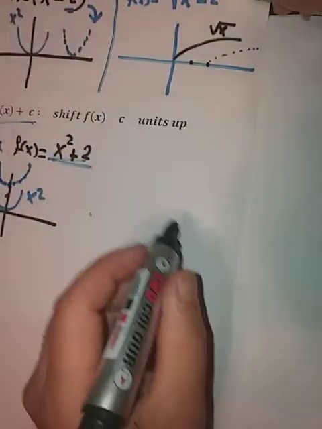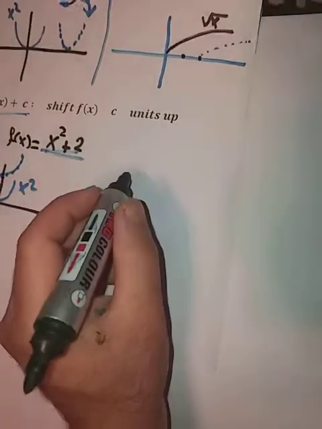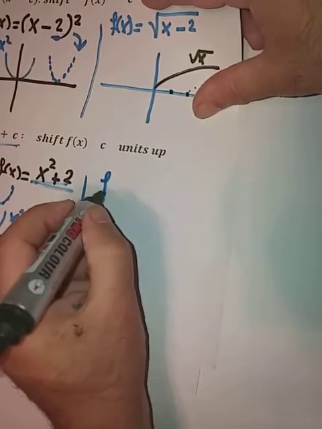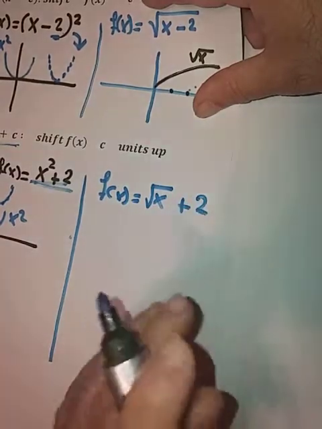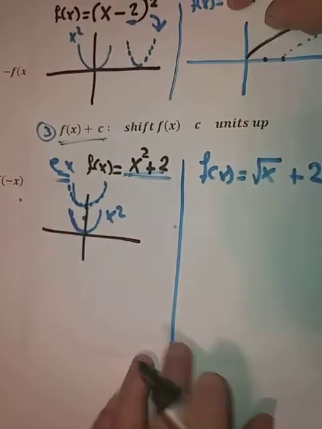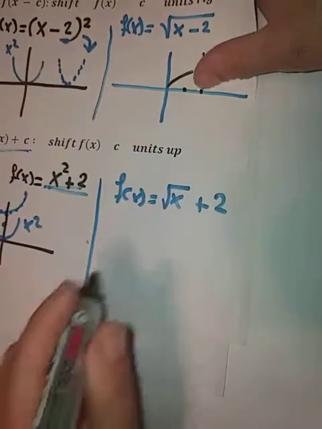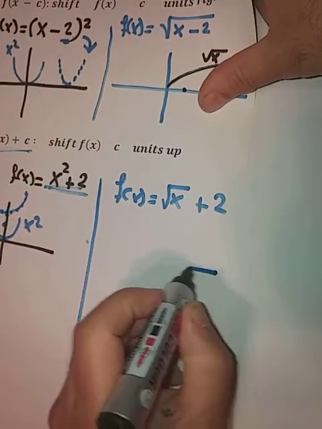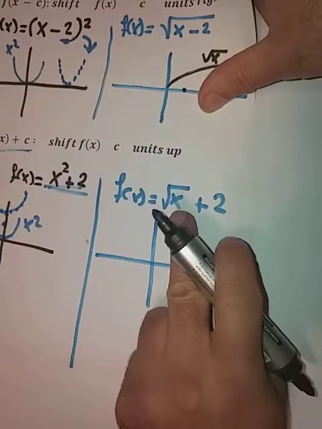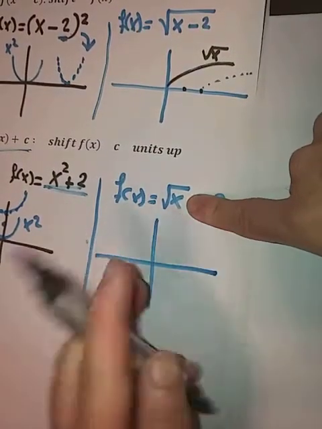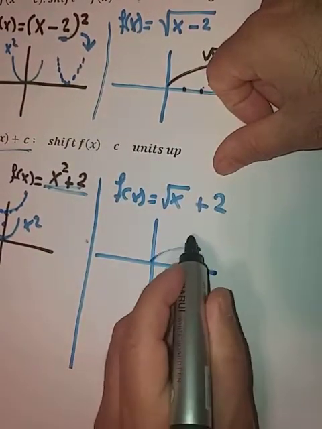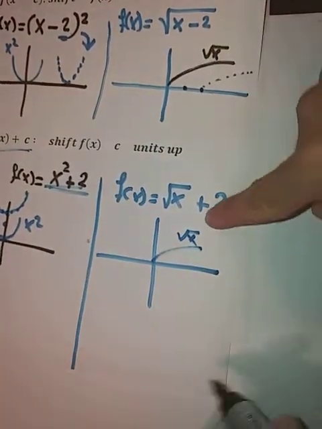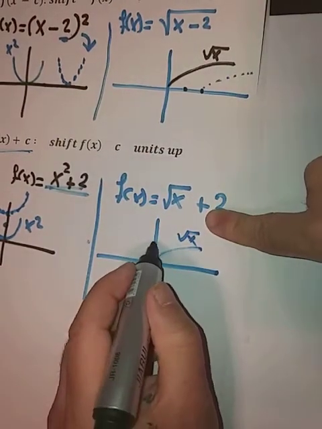Same thing for radical. Sketch the graph of radical x plus 2. Because you have plus, we talk about plus now. What's the graph of radical? Along radical x, this is the graph of radical x. But we have plus 2, then 2 units up, 1, 2.